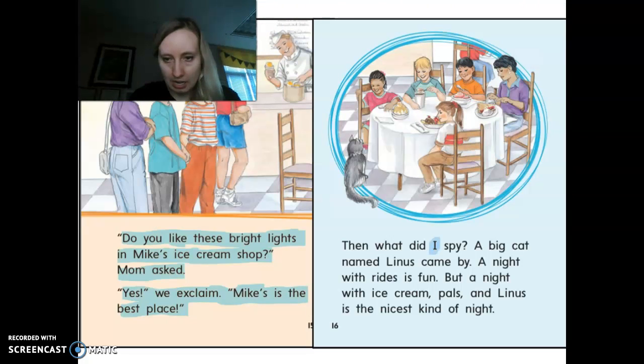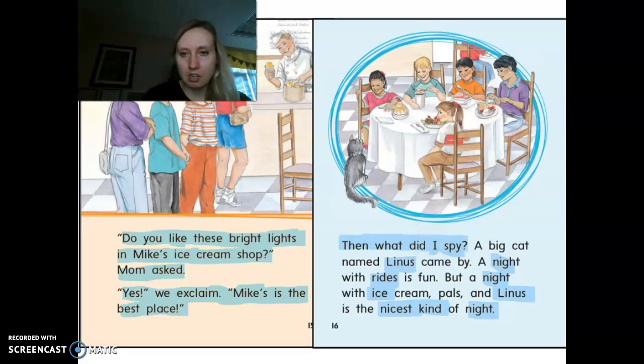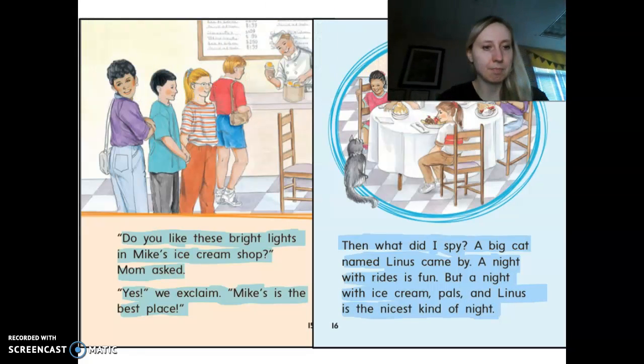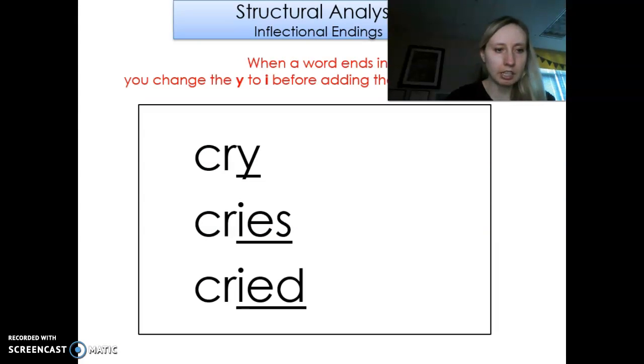Okay, let's see. I spy Linus, night, rides, ice, nicest, kind. Okay, here we go. Then what did I spy? A big cat named Linus came by. A night with rides is fun, but a night with ice cream, pals, and Linus is the nicest kind of night. Very nice.